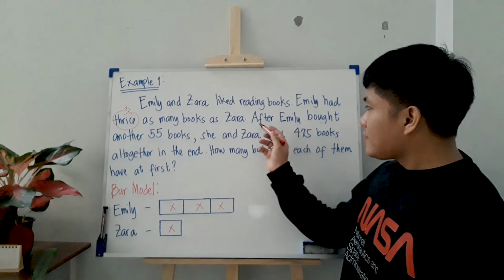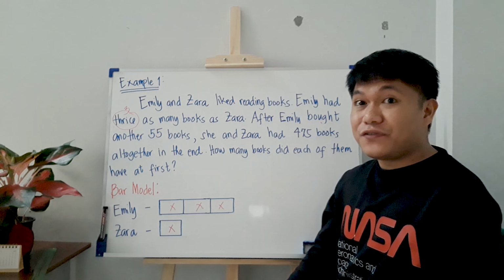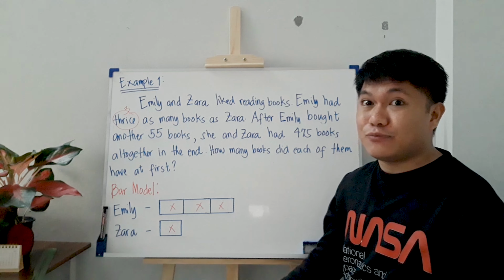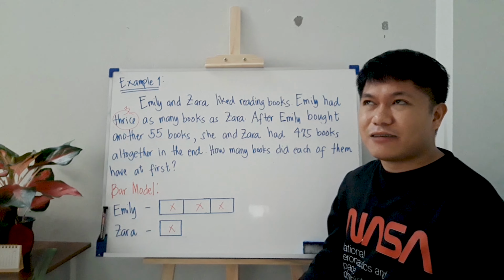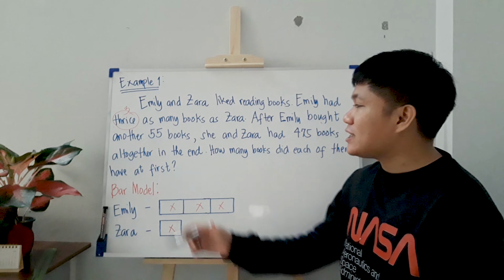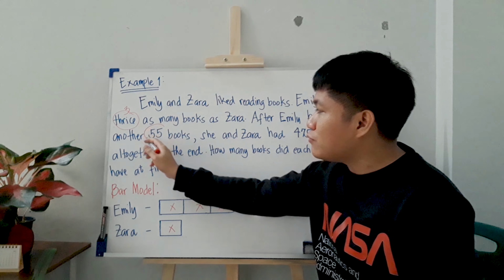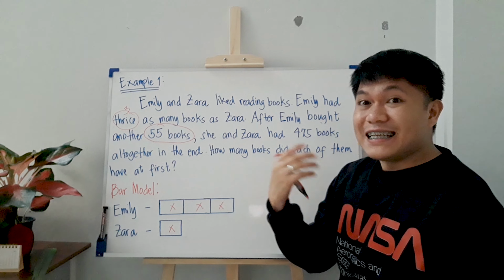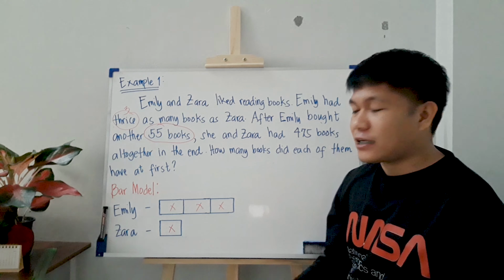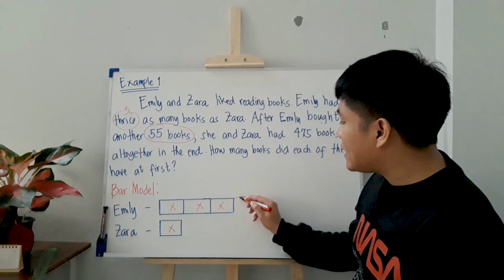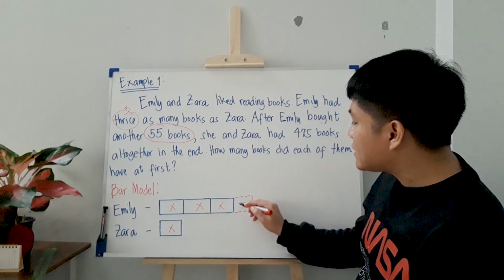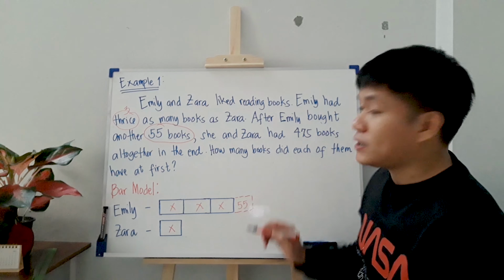Next, after Emily bought another 55 books, even if Emily has a lot of books already, she still managed to buy books which will be added to her collection. So she bought 55 books here. Since she bought 55 books, that will be added to her collection. So we are going to extend this bar right here a little bit. This will represent the 55 books that Emily bought.